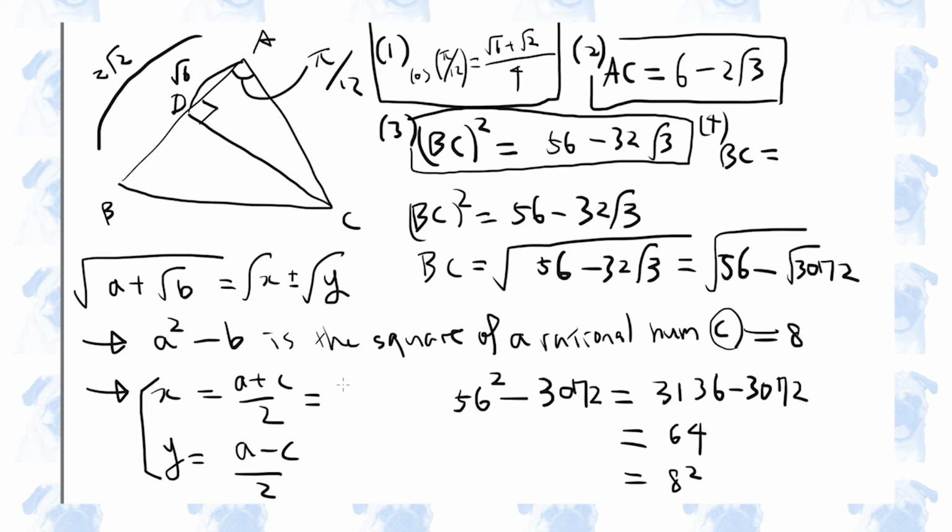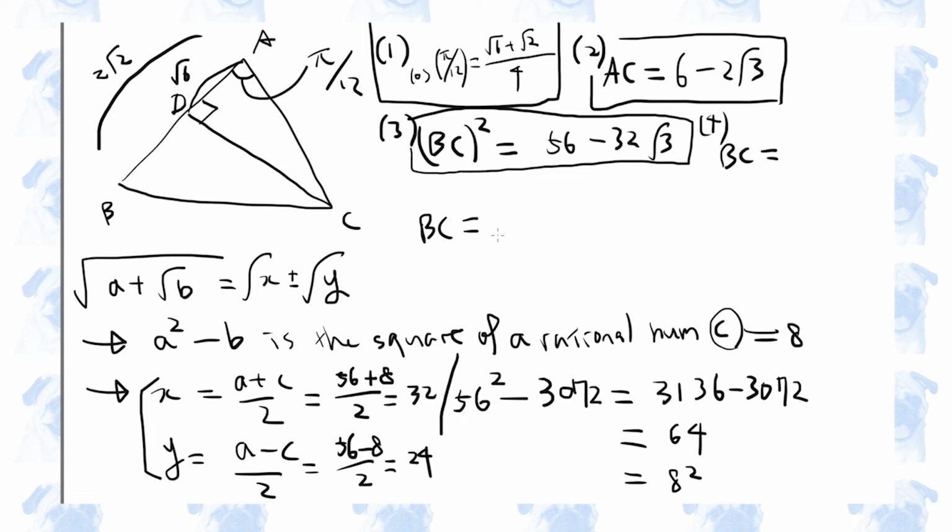So x is (56 plus 8) over 2, which is 32, and y is (56 minus 8) over 2, which is 24. Therefore, BC is root 32 minus root 24, which is 4 root 2 minus 2 root 6.